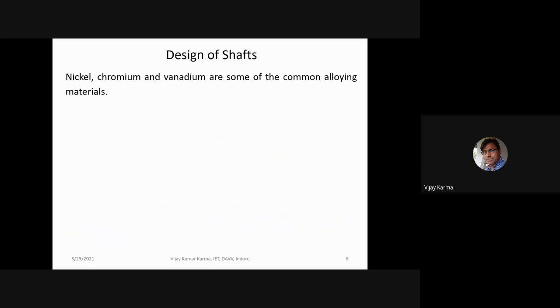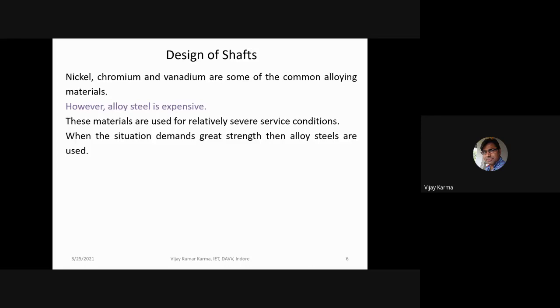Nickel, chromium, vanadium, these are the common alloying materials. But alloy steel is expensive, and these are used for relatively severe service conditions. When the situation demands great strength, then alloy steels are used. So when there are severe service condition requirements, or we need strength criteria, we should have great strength, then we use this type of material, alloy steel.